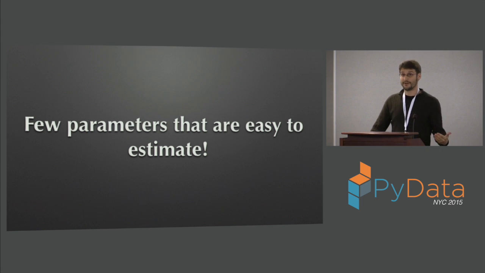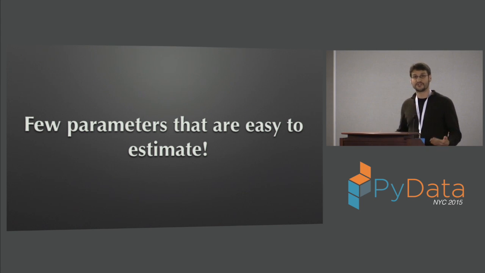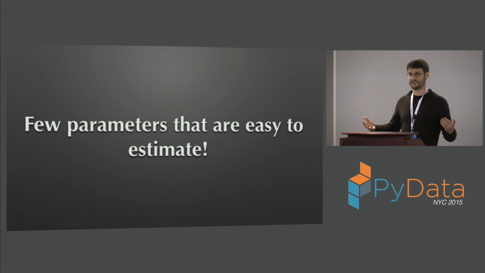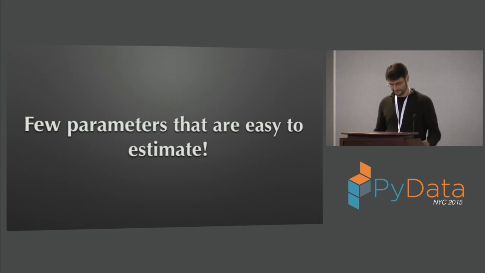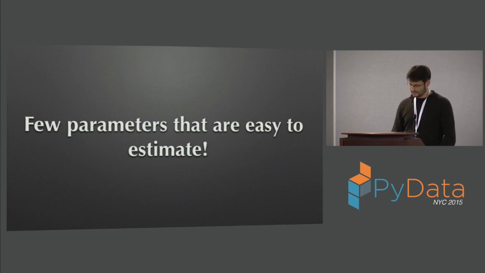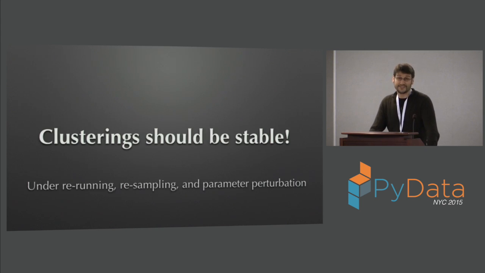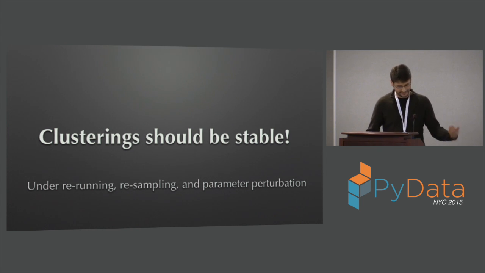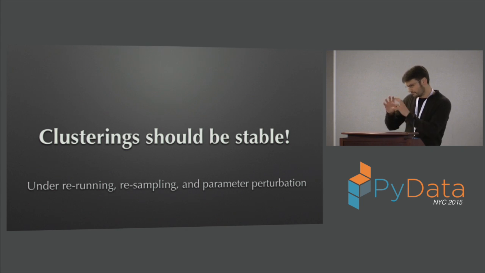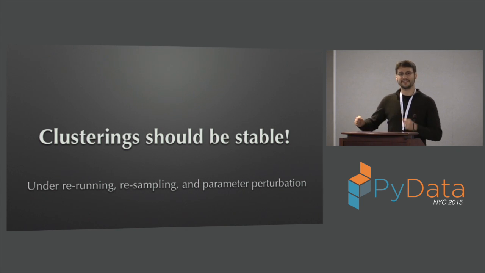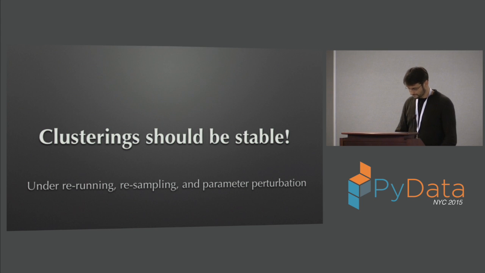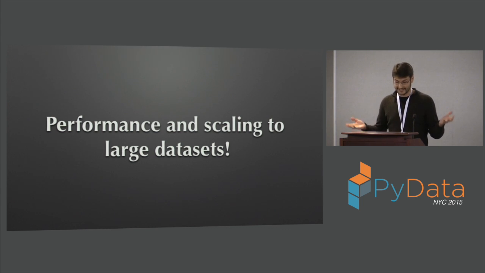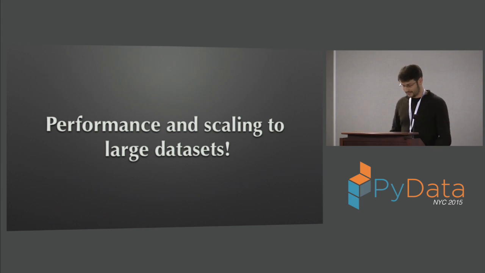It's got to have as few parameters as possible, and those have got to be intuitive parameters that I can just guess without having to do a whole bunch of exploratory data analysis to work out what my parameters should be. Clusterings have to be stable. When I rerun it, I don't want to get a completely different clustering. If I resample my data, I don't want a completely different clustering. If I tweak my parameters a bit, I don't expect that to give me a completely different clustering. And we need performance and scaling to large data sets.